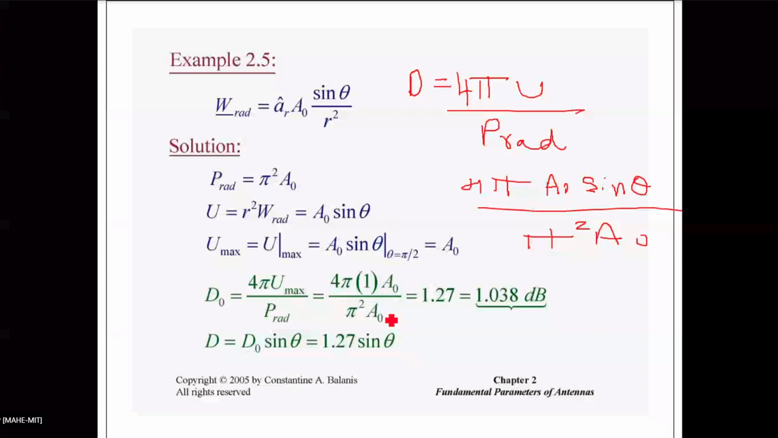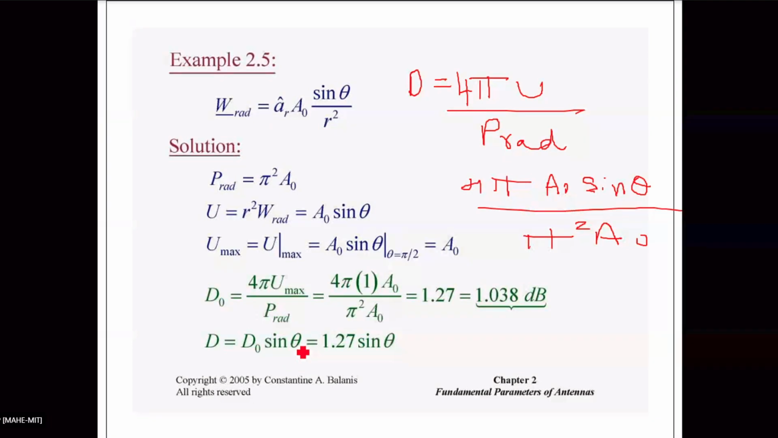See this one. This is almost similar to this expression. 4 pi A naught. So that's why you get 1.27 sin theta. D is equal to, this gives value 1.27. Have you got it? Yes, sir. 4 by pi, 4 by pi is 1.27. So D is equal to D naught sin theta.